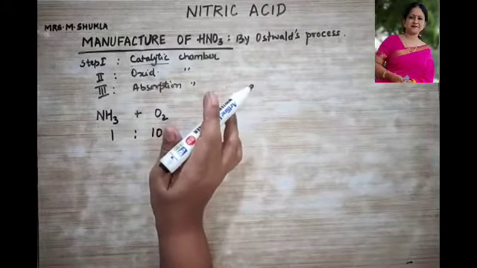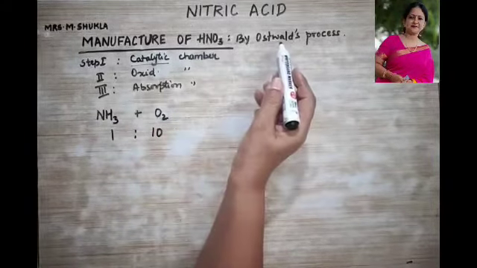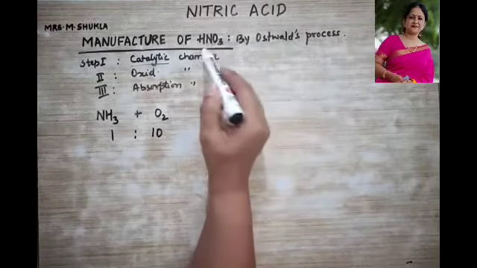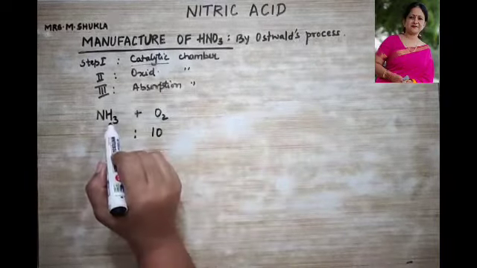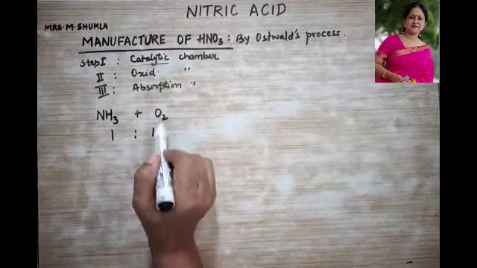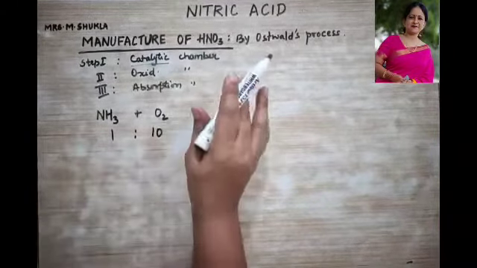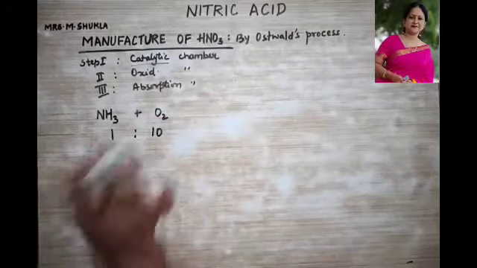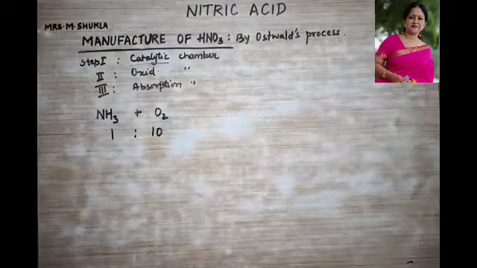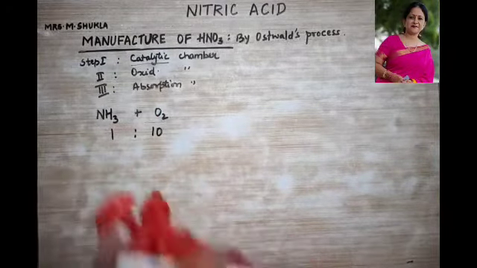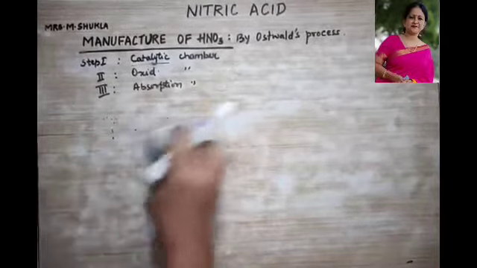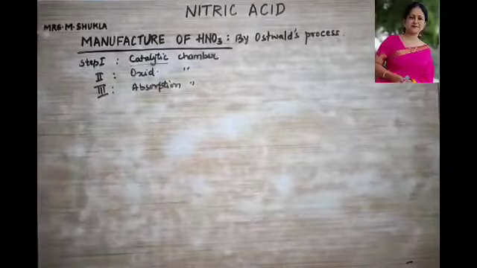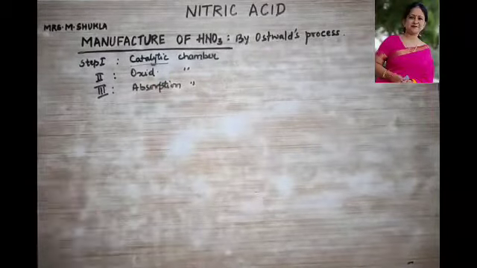So what are the reactants we are going to use in the manufacture of nitric acid in Ostwald's process? 1 part of ammonia and 10 parts of oxygen. Now you must know the reasons why we are using such a high percentage of oxygen. Next we come to the first step now. We begin with the manufacture of nitric acid.